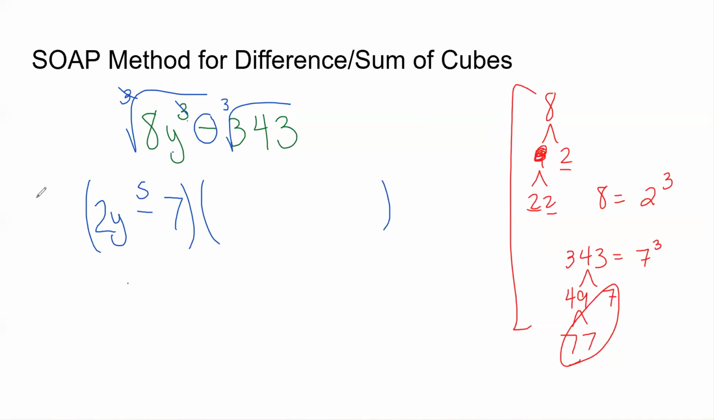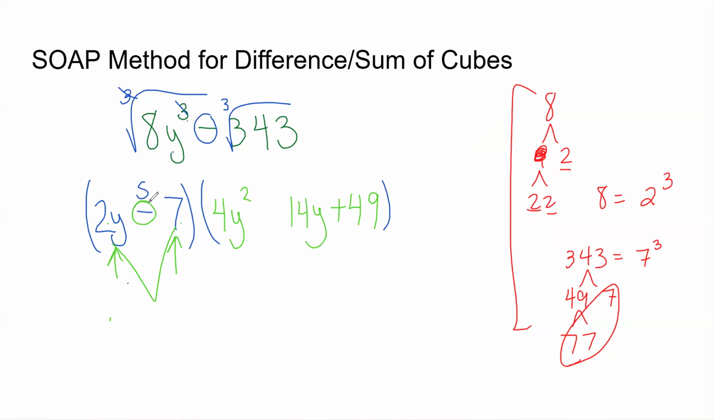Okay. Take your front thingy and square it. 2y squared is 4y squared. Back thing and square it. So that's 49, and that goes in the back. And that's positive, because anything squared is positive. And then multiply these together. 2y times 7, and ignore the symbol, would just be 14y.